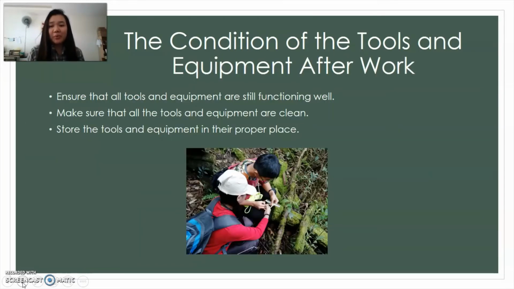Next, I would like to share with you the condition of the tools and equipment after work. Ensure that all tools and equipment are still functioning well. If the equipment is faulty, you need to either fix the equipment or report to the relevant authorities. Next, make sure that all the tools and equipment are clean. Otherwise, you need to clean up the equipment. Then, store the tools and equipment in the proper place so that they can be used in future field trips.